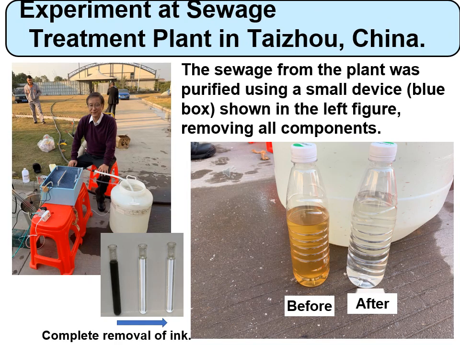The sewage from the sewage treatment plant in Taizhou, China, was purified using the small device blue box, shown in the left picture, removing all components. The left PET bottle contains raw water from the sewage treatment plant, while the right contains distilled water after treatment.